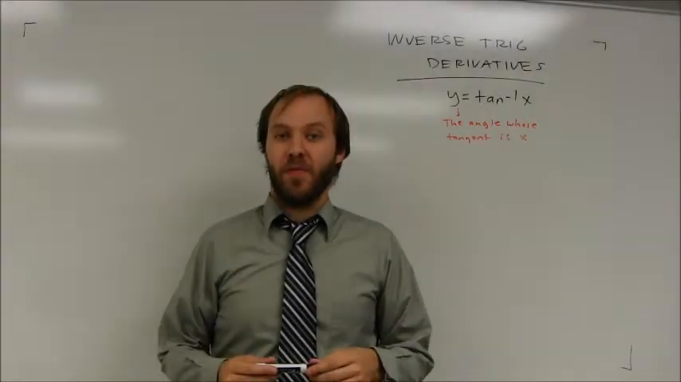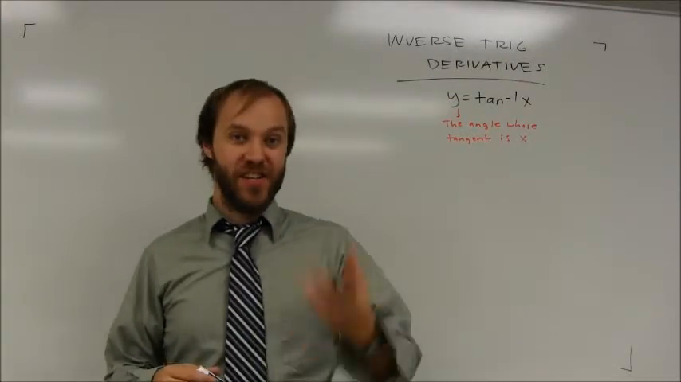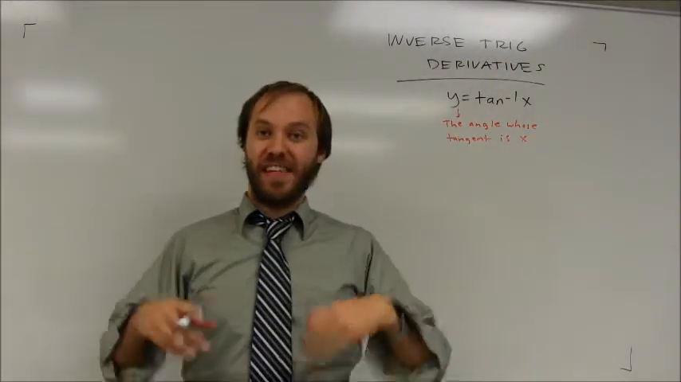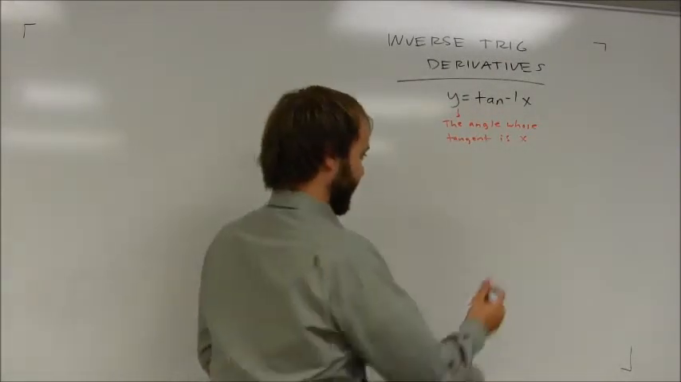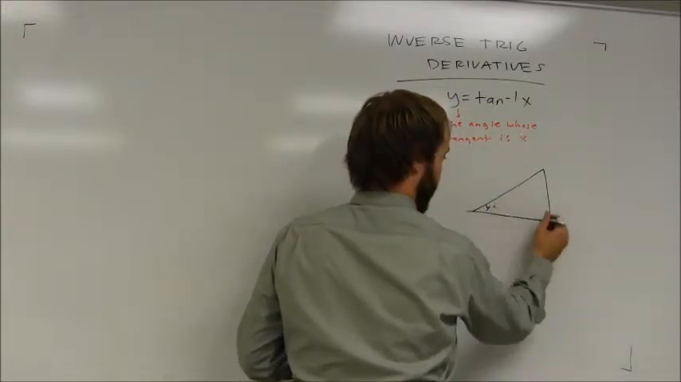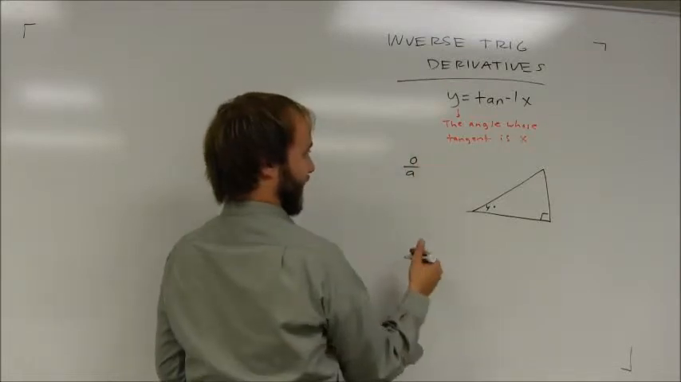For my final example, I want to show the derivation of the inverse tangent derivative. So of course, if y equals inverse tangent of x, y is the angle whose tangent is x. So once again, I can draw a picture of what's happening here. Y would be my angle. Tangent is the opposite side over the adjacent side.